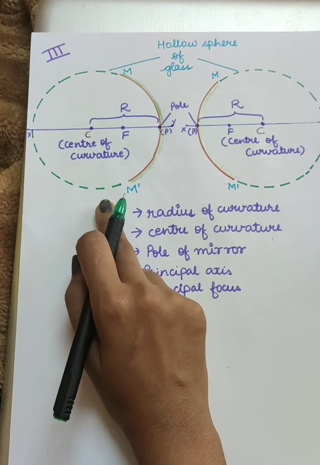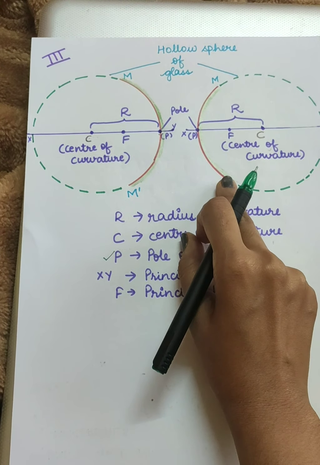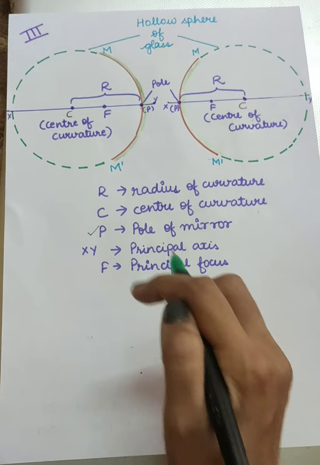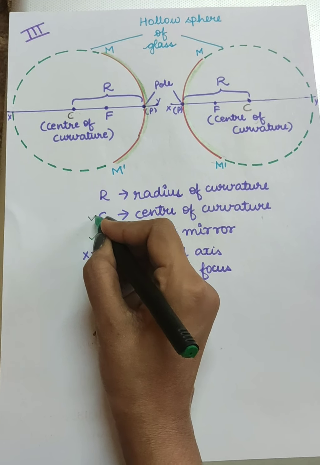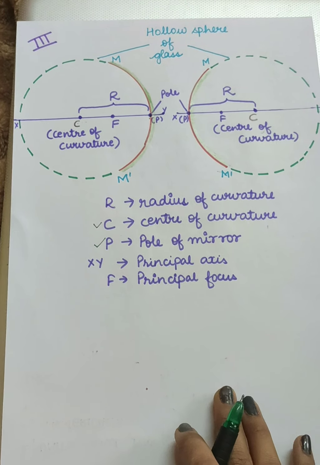For a concave mirror, the center of curvature lies in front of it, and for a convex mirror, the center of curvature lies behind it. So this was about your second term, center of curvature. Now let us move on to the third term, which is radius of curvature.